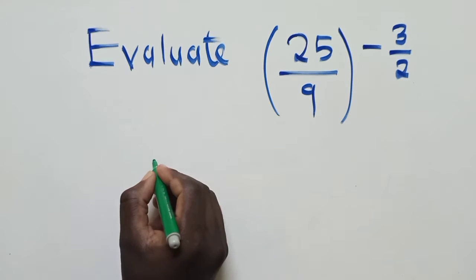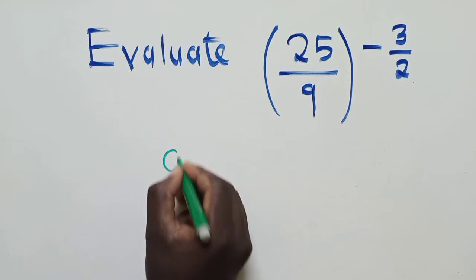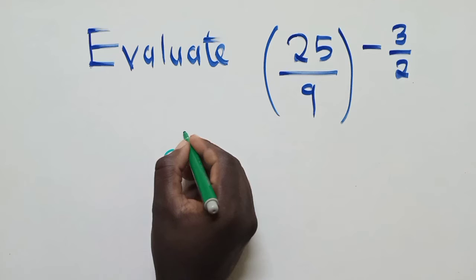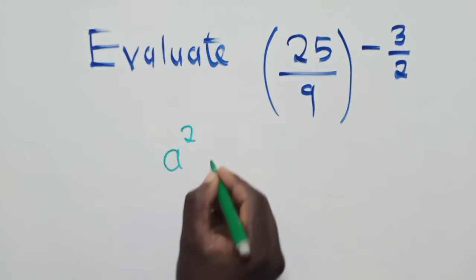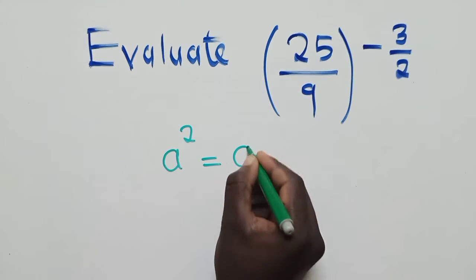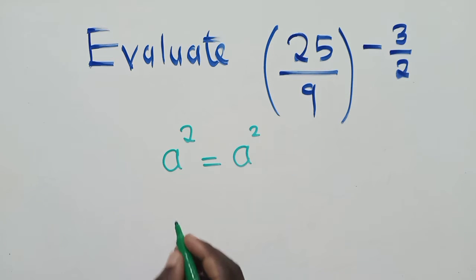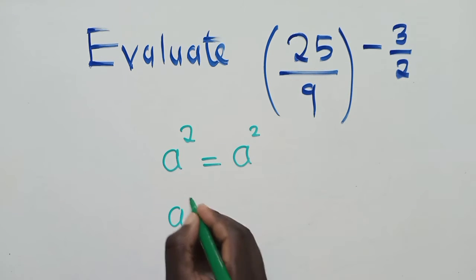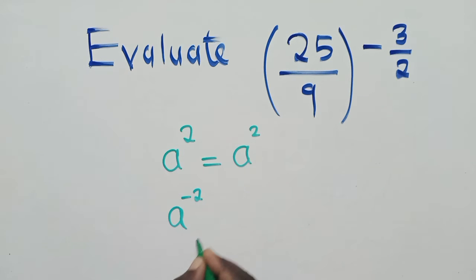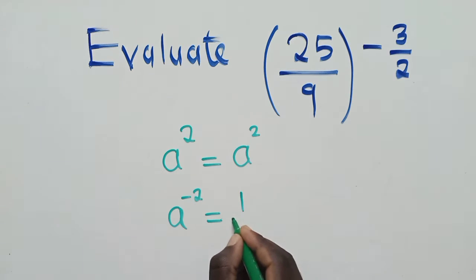Let me start with this one. Let's say you've got a power 2. This will just be the same as a power 2. It won't change. Now, in a case where you've got a power negative 2, this will be the same as 1 over a power 2.